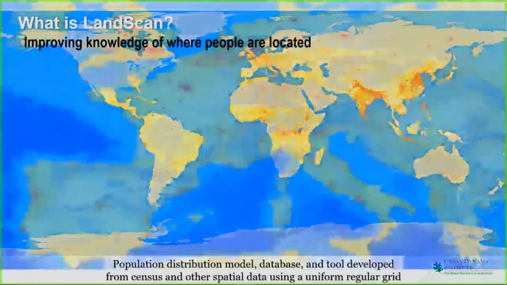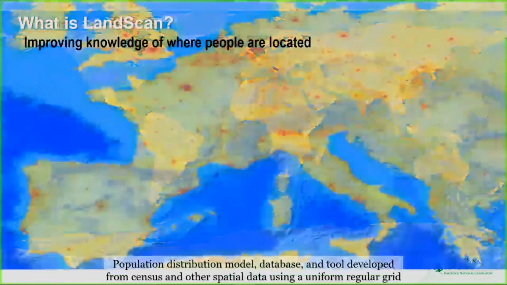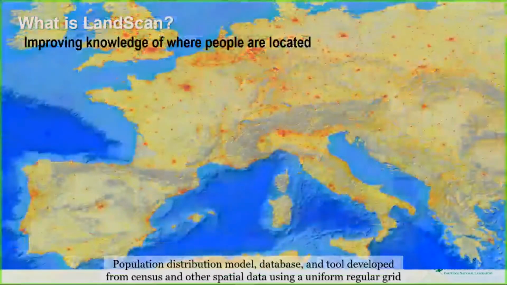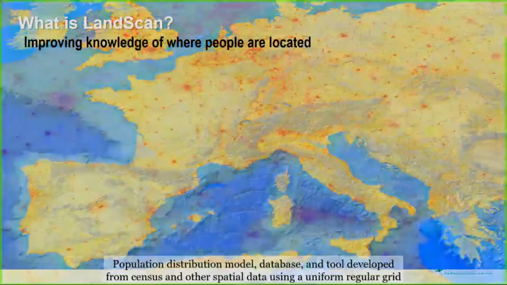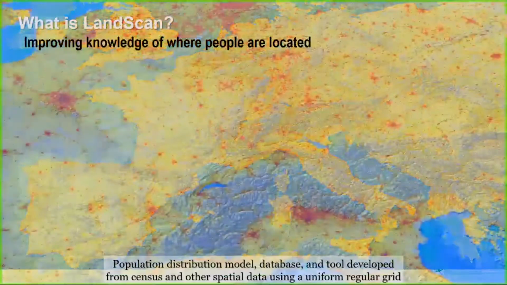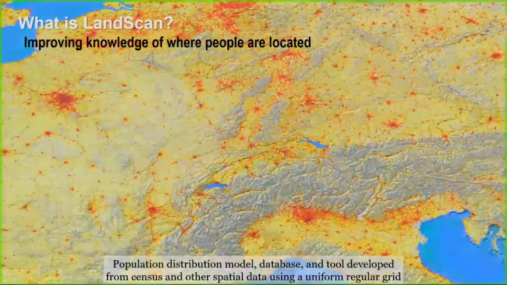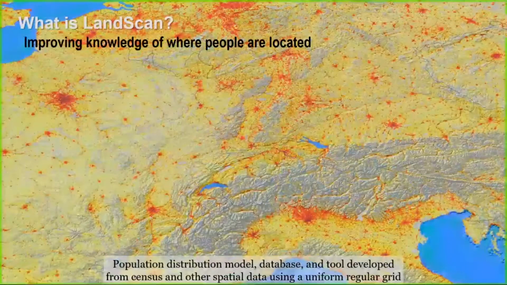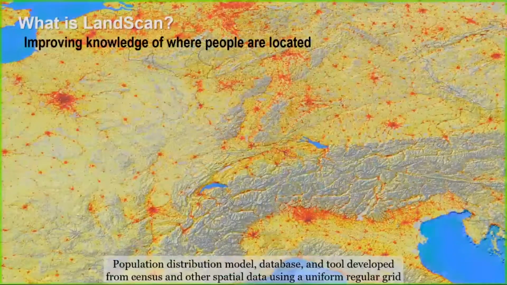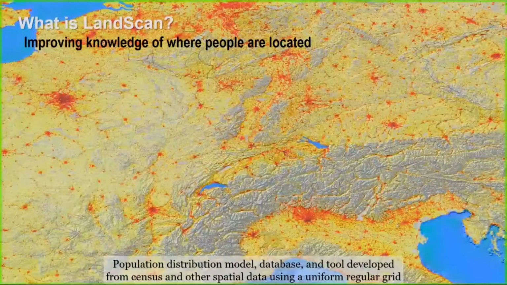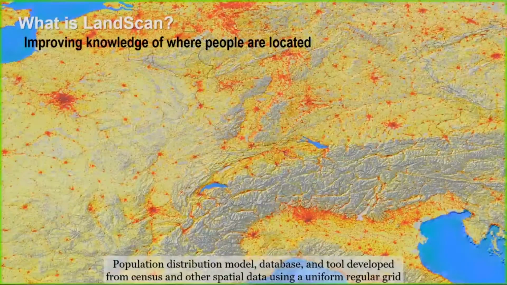So what is LandScan? LandScan is essentially improving the knowledge of where people are located. So LandScan is a population distribution model, it's a database, it's a tool. And what it is, it's developed from census and other spatial data using a regular uniform grid. And so what I mean by that is, in order to get away from having non-equal areas, what we do is apply all our algorithms to a 30 arc-second grid.